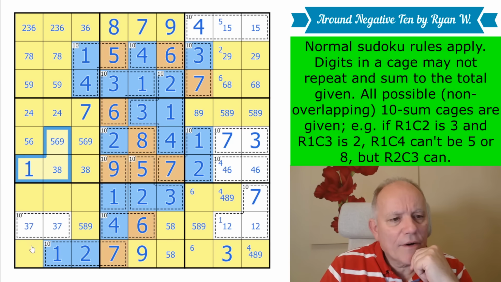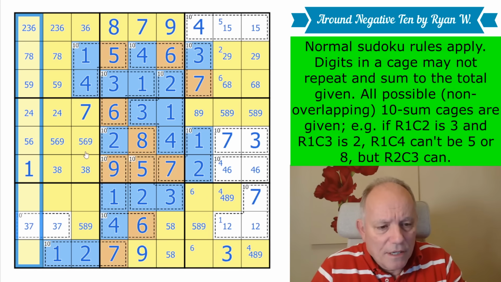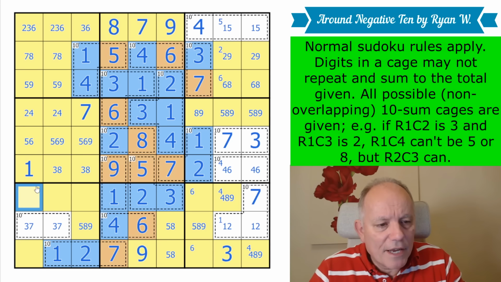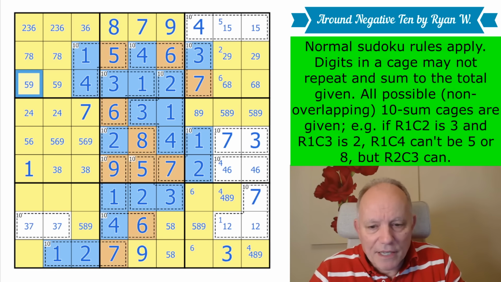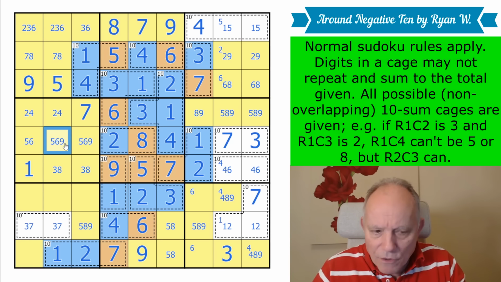Where does 9 go in the first column? There you go. Simple question. 9 is looking at that cell. 9 can't go here because that would form a cage. There's only one place for 9 in the first column, and that is there. This is a 5 now. That's now not a 5.